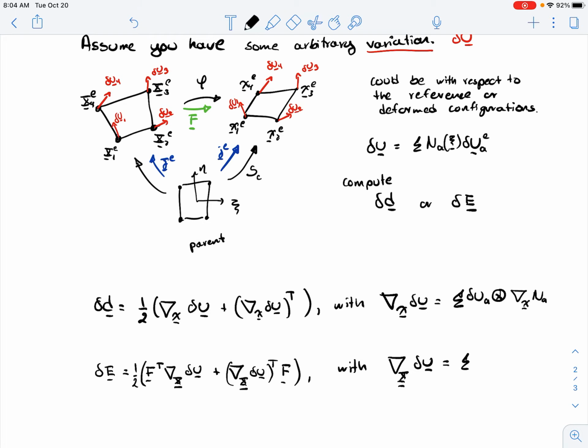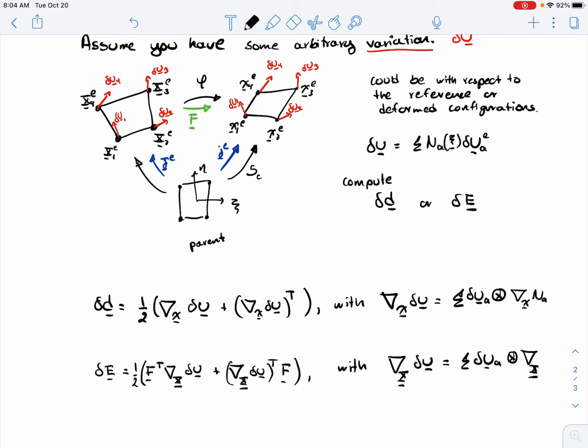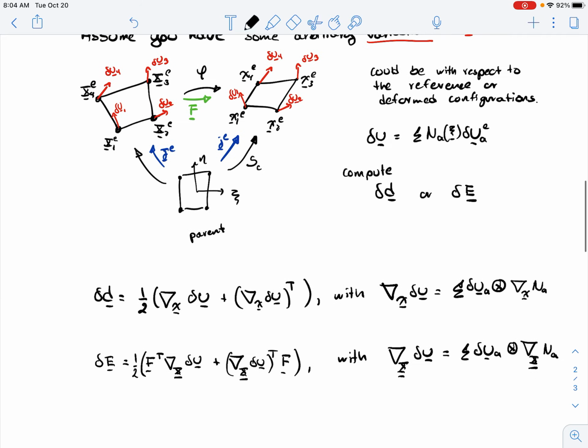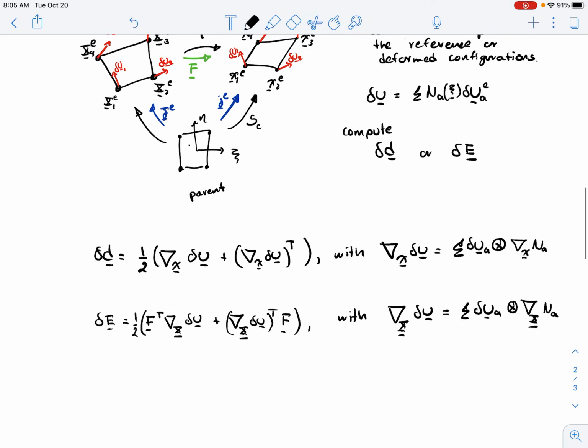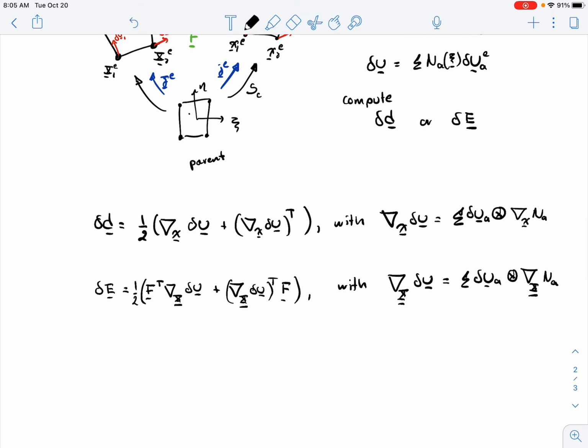But this gradient will be the same as before. It is the gradient of this delta U a, dyadic with the gradient of the shape functions with respect to capital X. And then you also need the deformation gradient F to compute delta E. So that's how you would compute delta E for any point in the parent domain and the corresponding point in either the reference or the deformed configuration, given that you know the values of the variation at the nodes, which is what I asked you to do in the homework problem too.